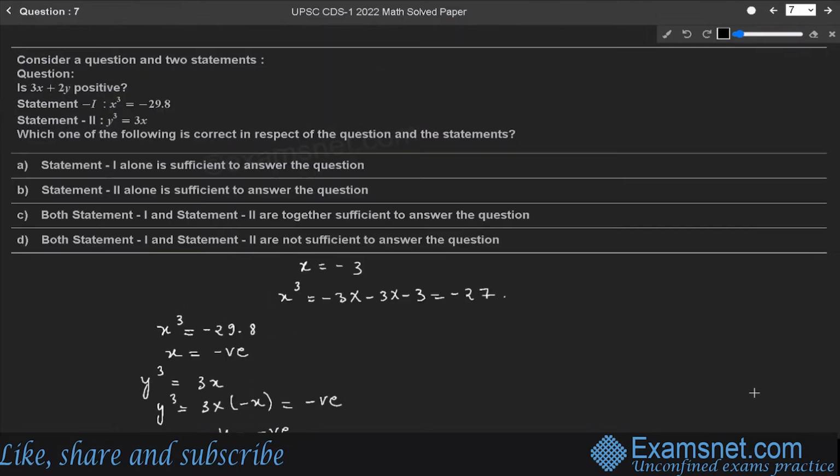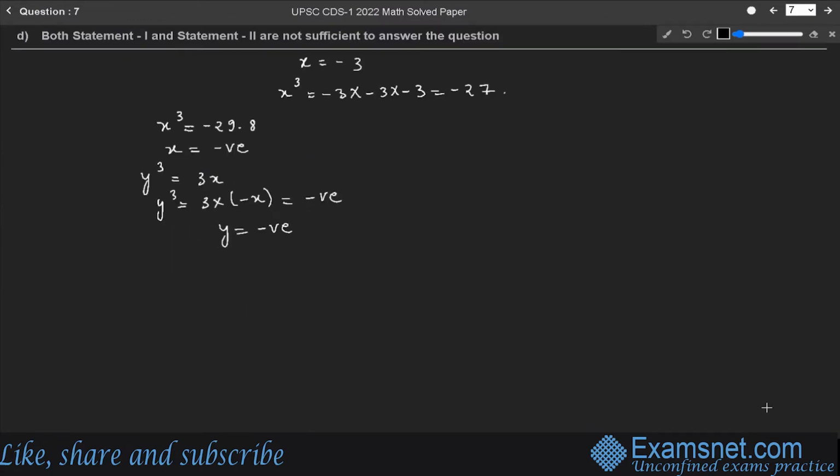We have to prove the part that is 3x plus 2y positive. Means we have to give an answer for this. So, let us see 3x plus 2y. We know that x and y both are negative. So its sum will also be negative, which will be 3 into negative plus 2 into negative. So it will be negative only. So we can say that 3x plus 2y is negative.